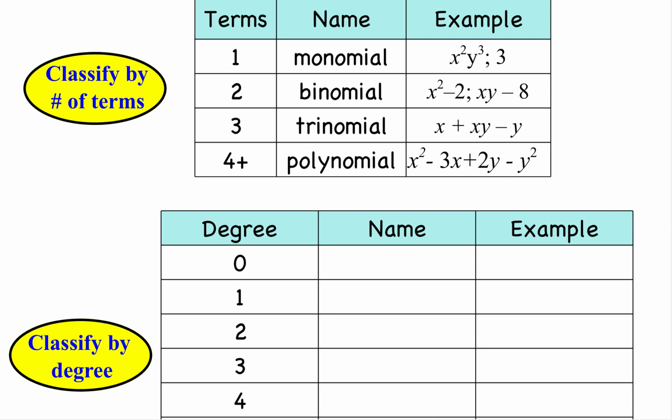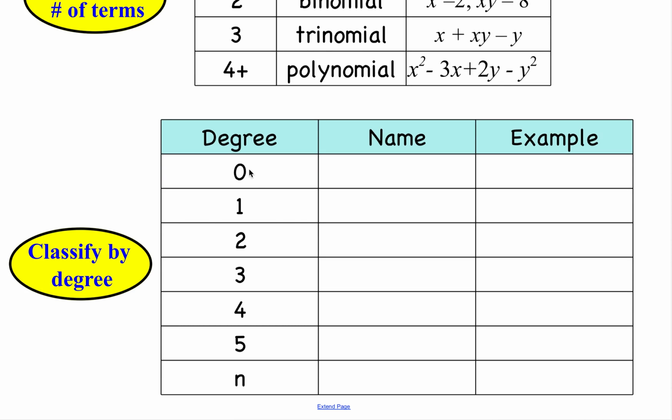When we classify by degree, I'll give you some examples and what they are called. Anything that has a degree of 0 is called a constant. For example, the number 5. Any single number is a constant and has degree 0. If it has degree 1, it's called a linear term. An example would be x plus 7. That would be linear. Its degree is 1. The highest exponent on the variable is 1.